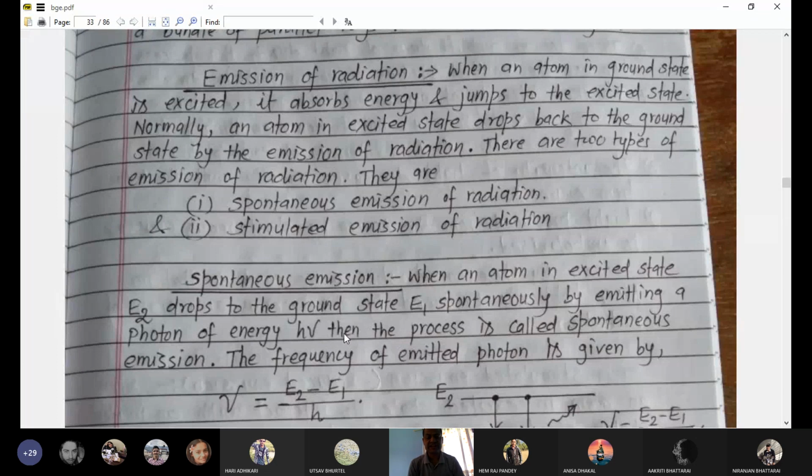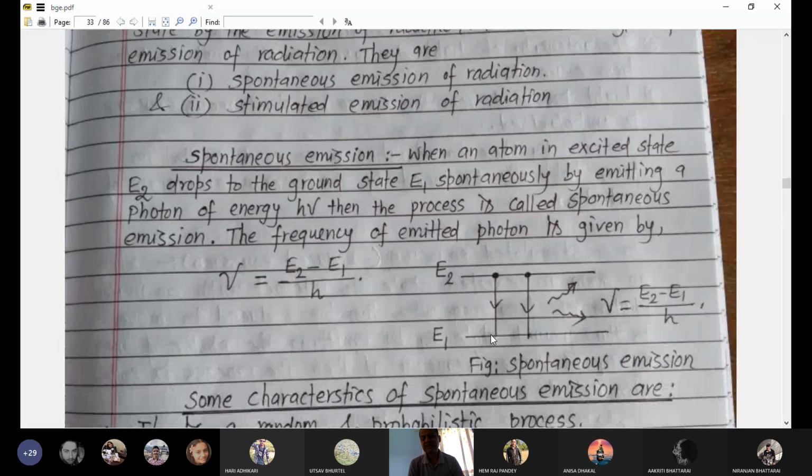When an atom in the ground state is excited, suppose initially the atom is in ground state E1 and this is the excited state E2. Let us see on the screen. E1 is the ground state and E2 is the excited state. And initially, let us suppose that the atoms are in ground state. And if the atoms in the ground state are excited, then what happens? They gain energy. Excite हुनु भनेको के हो? Energy gain हुनु। Okay. जब तिनीहरूले energy gain गर्छन्, when they excite, that means when they gain energy, then they jump to the excited state.